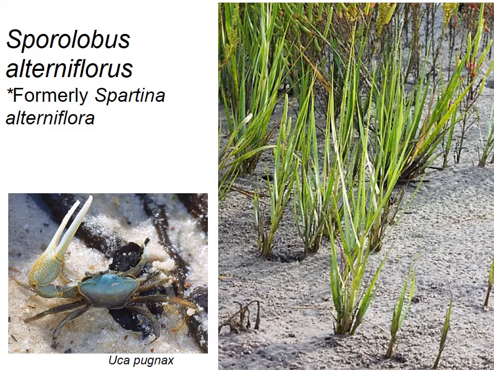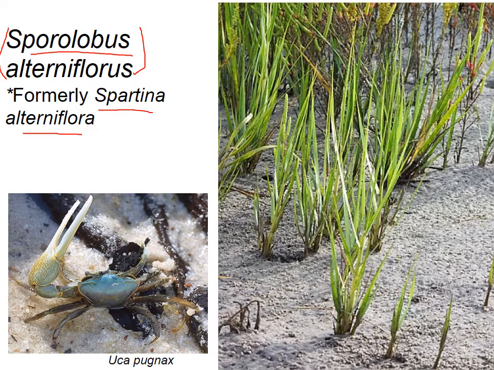Okay, let's talk about some of the classic salt marsh species of eastern North America. Sporobolus alterniflorus was recently reclassified from Spartina alterniflora. So an older scientist would call this Spartina alterniflora, but this is the new species name based on genetic evidence that it should be in the genus Sporobolus. And this is the salt marsh cordgrass, super abundant in salt marshes of the East Coast and Gulf Coast.